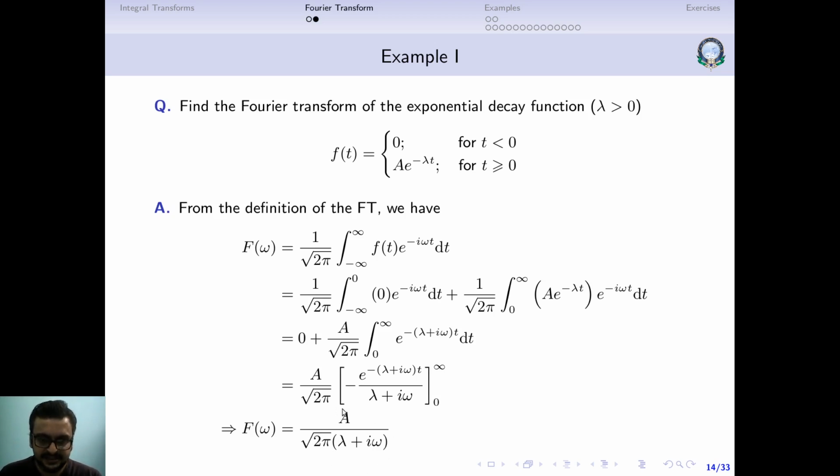As you can see here, this is a complex function. The Fourier transform is complex, so that means even though it's a real function, its Fourier transform is complex. So a real function may have a complex Fourier transform. Of course, we can split this up into its real and imaginary parts. All you have to do is multiply and divide by the complex conjugate. When I do that, we get the real part, which is a lambda divided by root over twice pi into lambda square plus omega square, minus the imaginary part, I a omega divided by root over twice pi into lambda square plus omega square.